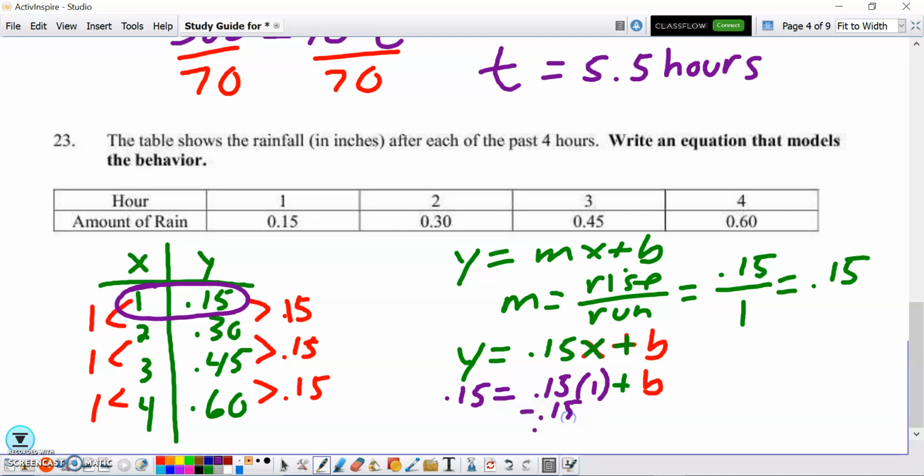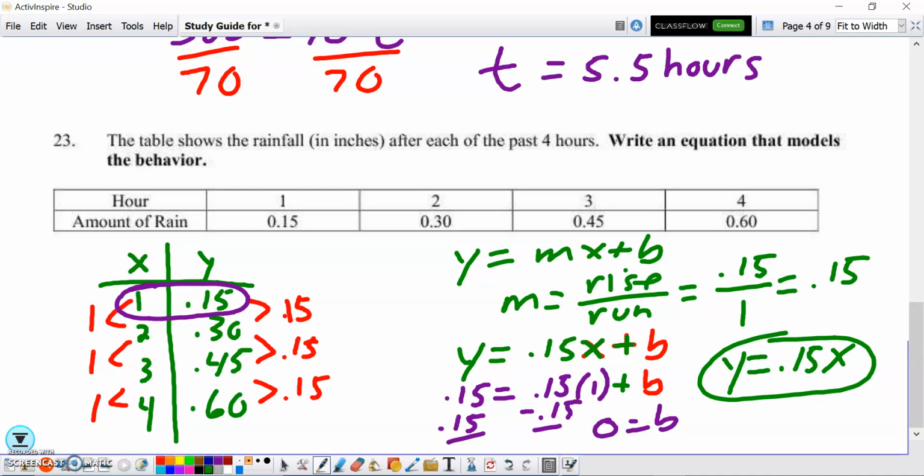Subtract 0.15, and I find out that b is 0. So technically, it's just y equals 0.15x.